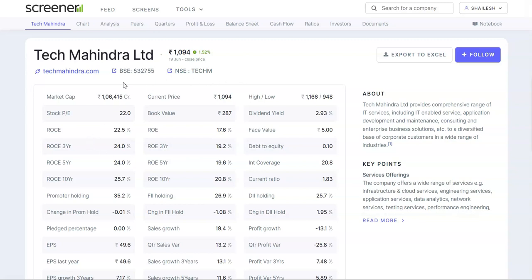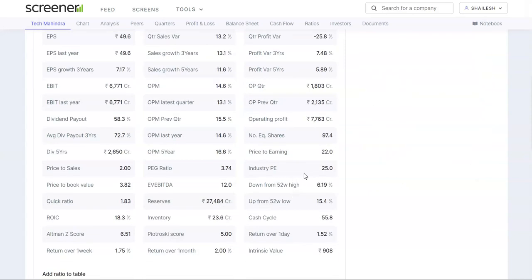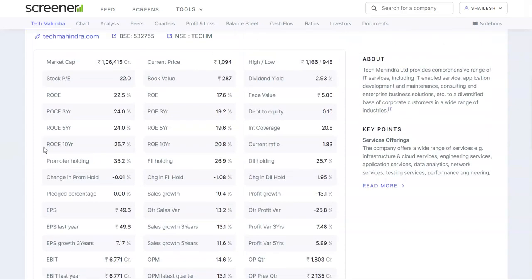So here we see that the current market price of Tech Mahindra is 1094 and the market cap of Tech Mahindra is 1,06,415 crores. The stock PE is 22 and the industry PE is 25. So it is cheaper than the industry PE.